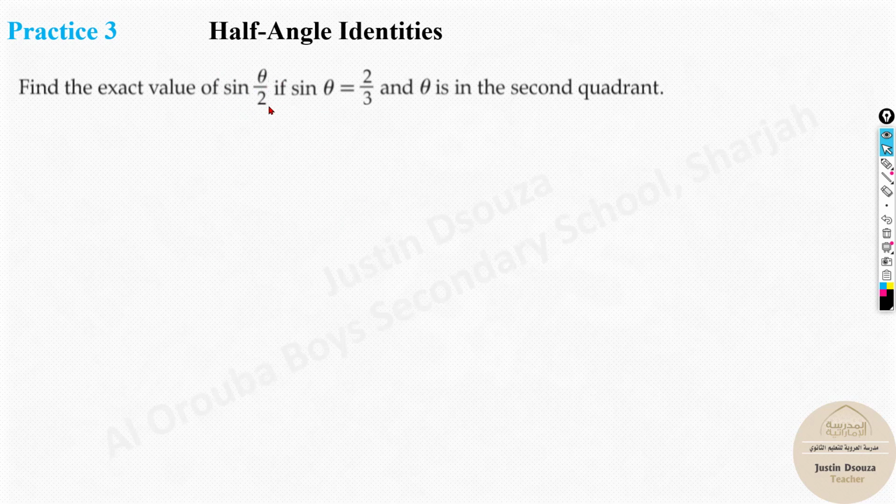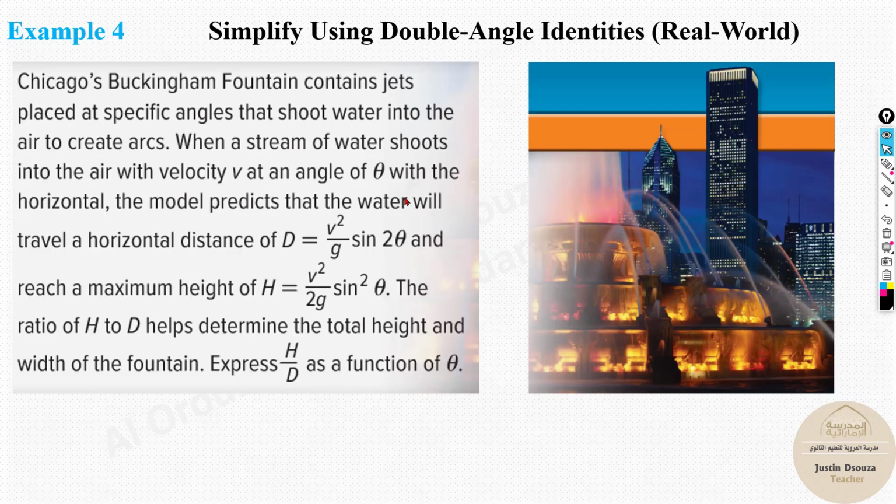Remember, it's sine theta by 2. Now here the formula is sine theta by 2, that is given by square root of 1 minus cos theta divided by 2. This is the formula. It should be plus or minus. Apply it and solve it. Now it's in the second quadrant.